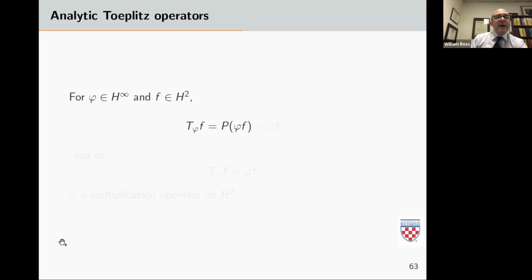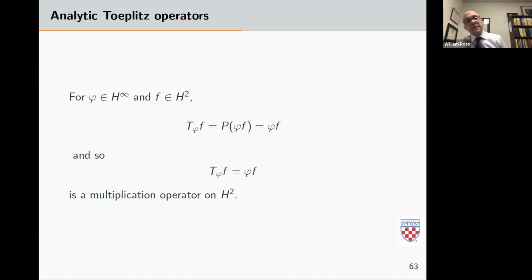So if you have an H infinity symbol, that means you're in L infinity, but your Fourier coefficients are all zero for the negative ones. All right, so if you take an F in H2, and you multiply it by phi, that's still going to have positively indexed Fourier coefficients. So the Riesz projection doesn't do anything. So in this case, a Toeplitz operator is a multiplication operator.